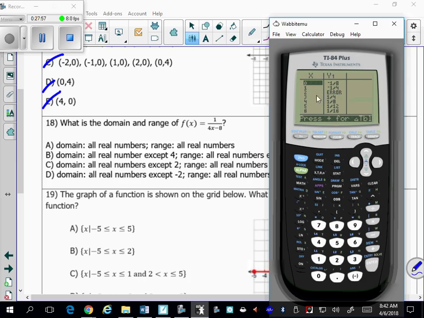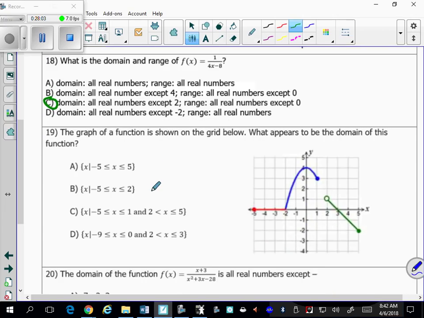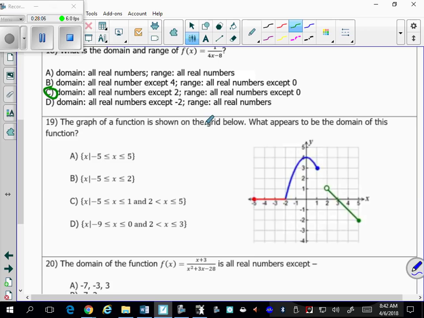Looking at the graph of the function here, what appears to be the domain? So domain, squish everything to the x-axis. So we have a filled in circle here. This is already on the x-axis. Take that quadratic there, squish it all down to the x-axis. Filled in circle at 1.